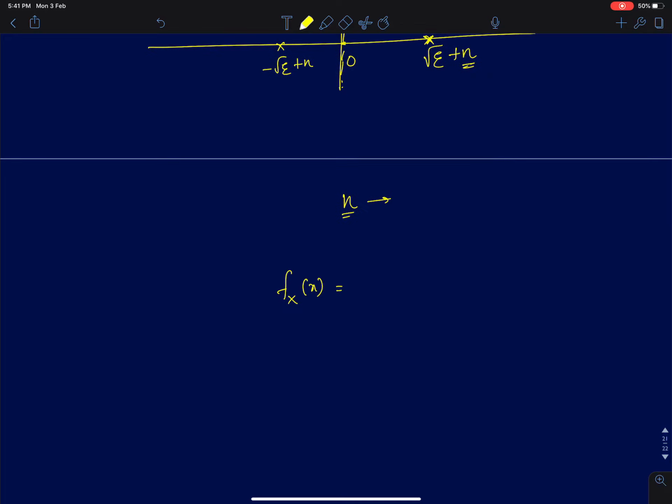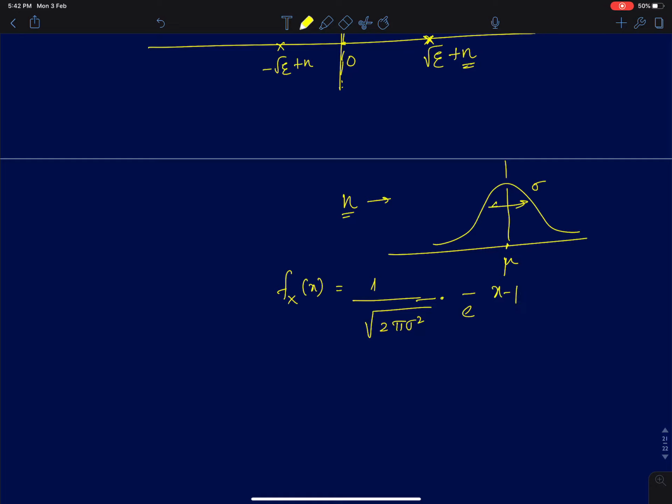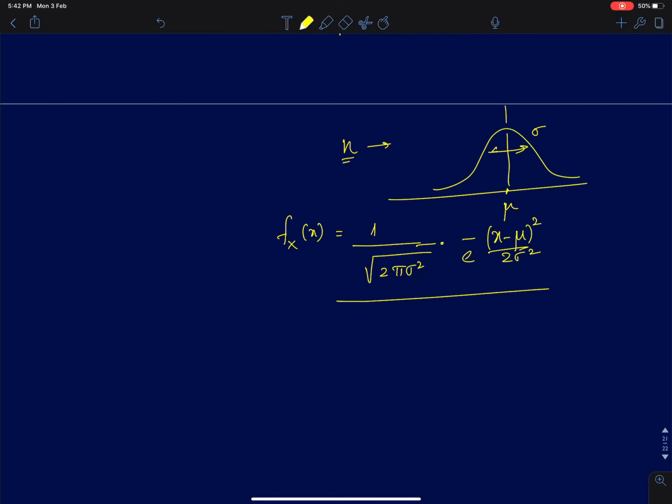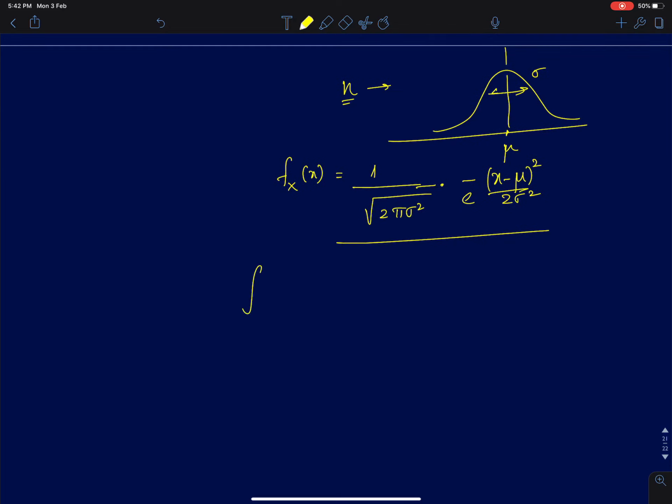I'll write a general expression for a Gaussian distribution. A Gaussian distribution with a finite mean mu and a variance sigma square is given by 1 by root of 2 pi sigma square, times e power minus of (x minus mu) the whole square by 2 sigma square. So this is the expression for a Gaussian random variable. The property of a Gaussian random variable is that if I integrate it over its entire range of existence, the value of the integral will be equal to 1. This is true for any probability distribution. This is for a continuous probability distribution.